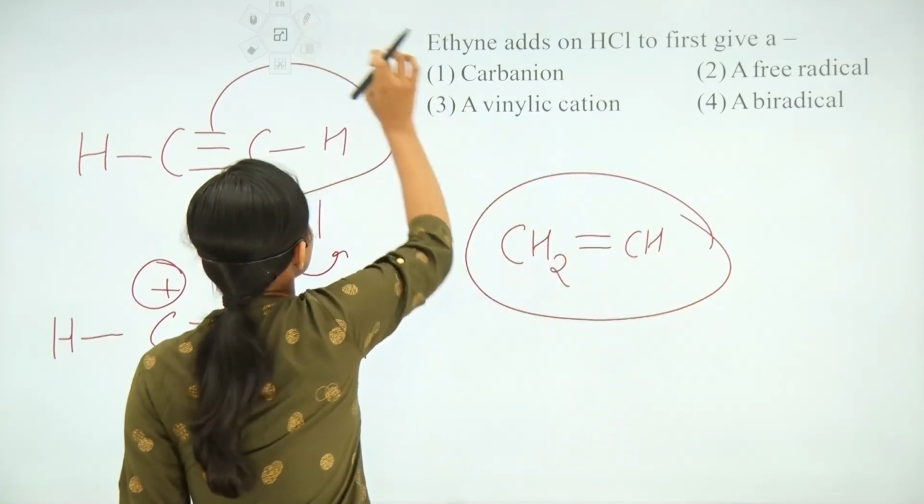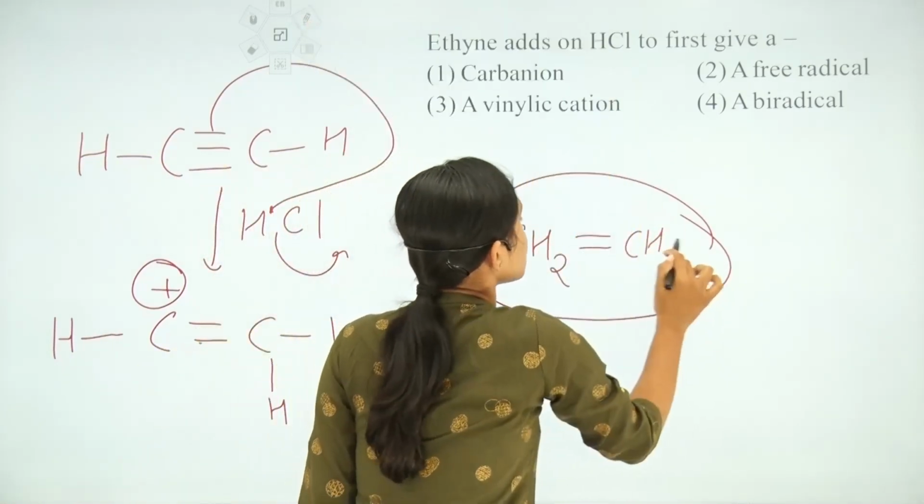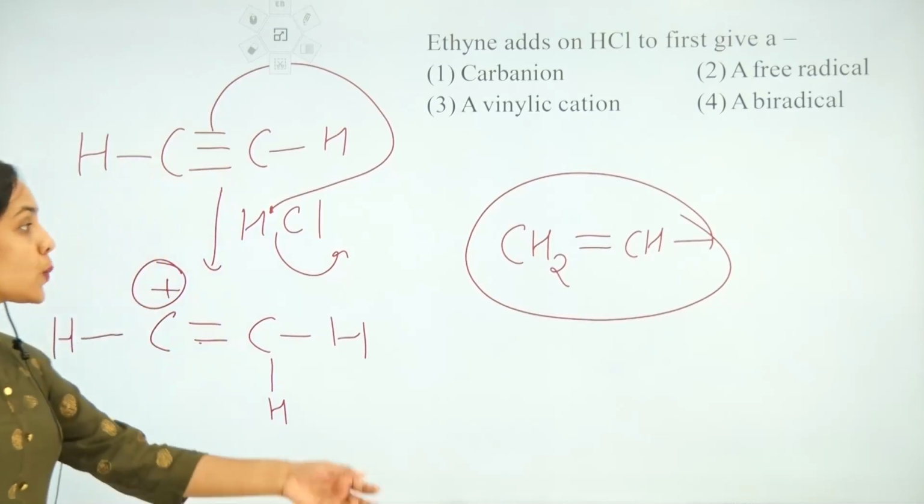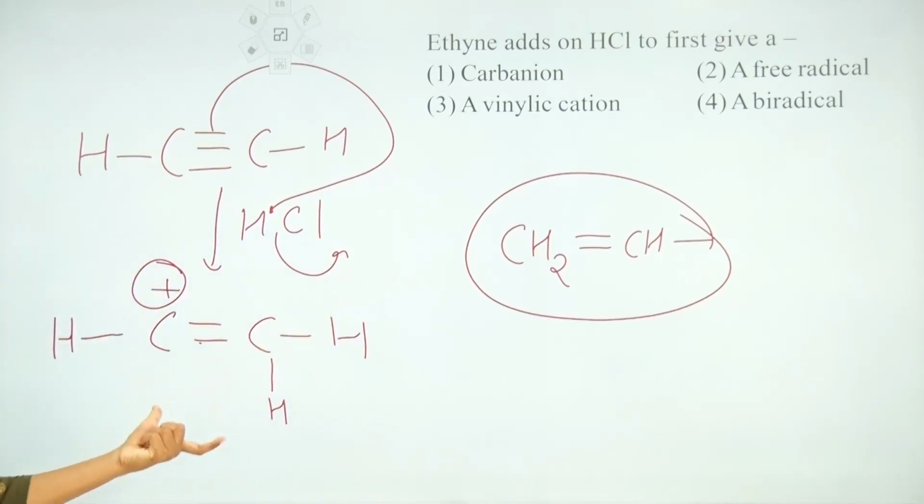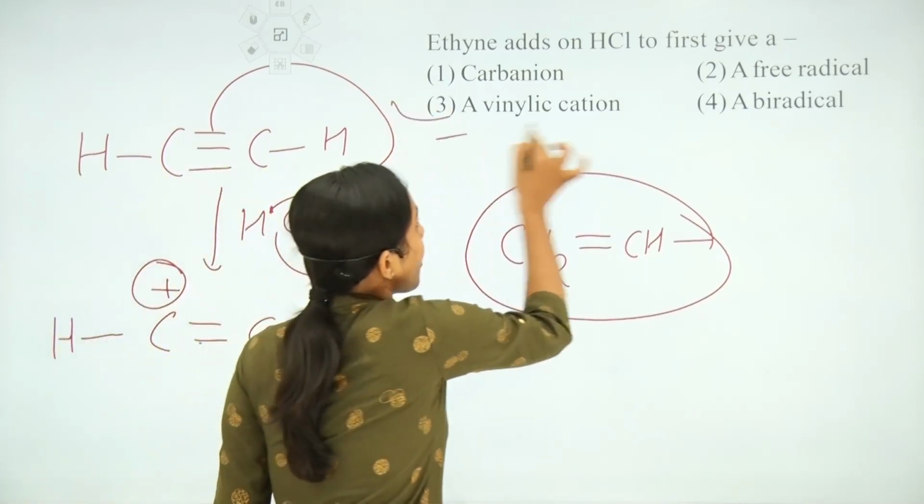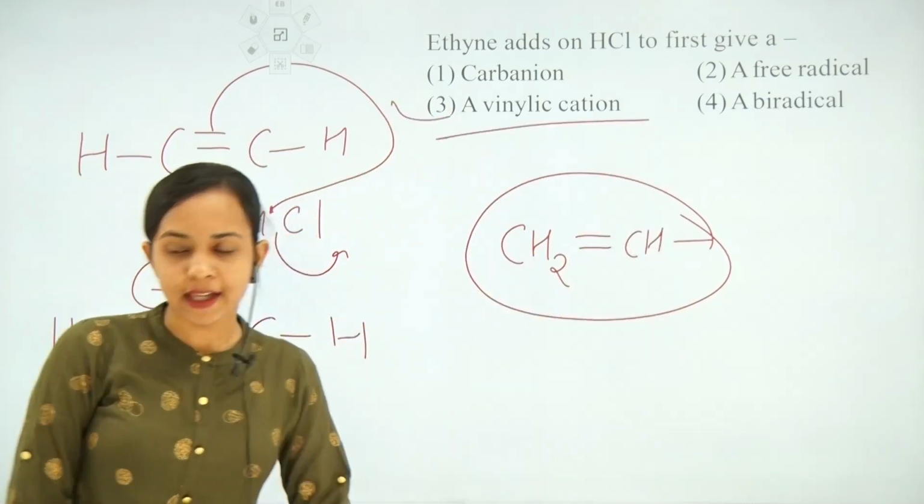Here we have a free valency. So this group is known as the vinyl group. So this is a vinylic cation, right? So ethyne adds on HCl to first give a vinylic cation. Option 3 is the correct answer. Thank you.